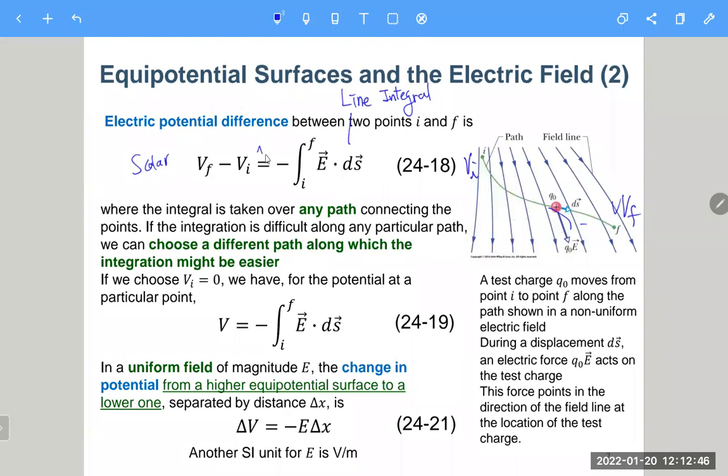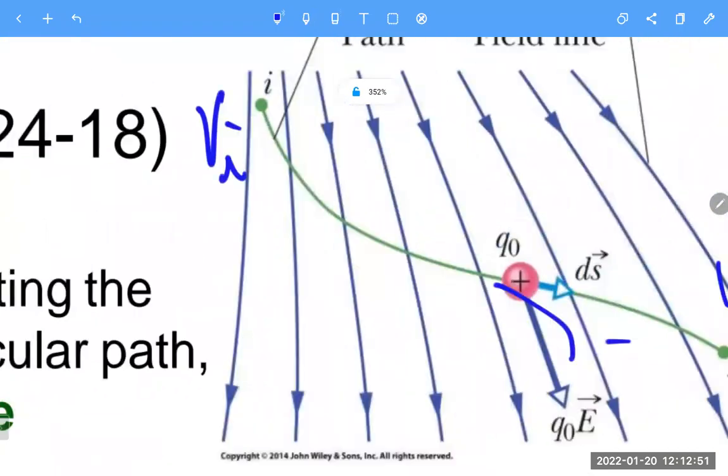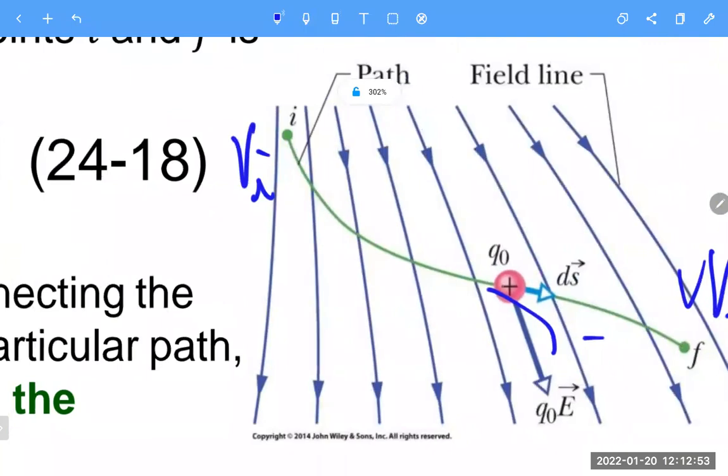But yeah, when we consider what this integration means, we try to separate this path into many, many small segments. This is one of the path, ds. For this point, ds is pointing here. For this point, ds is pointing to here. So the direction of ds will be the tangent line at that point.